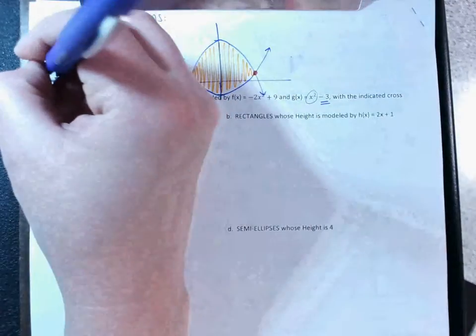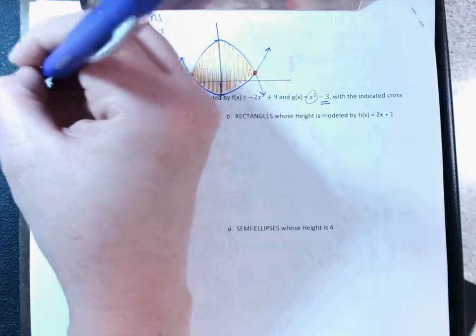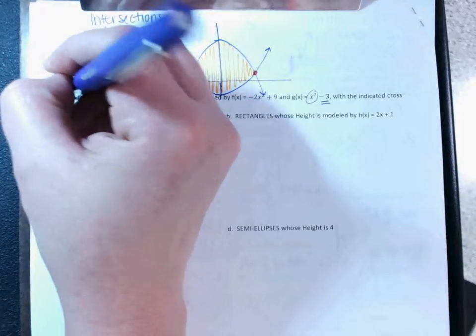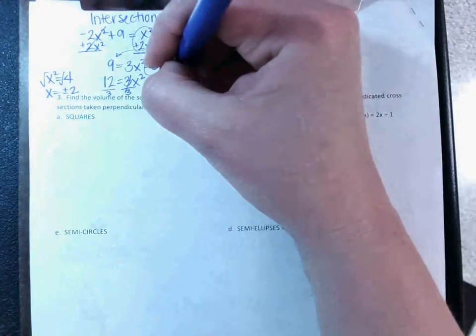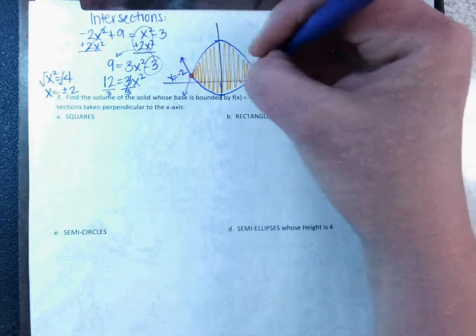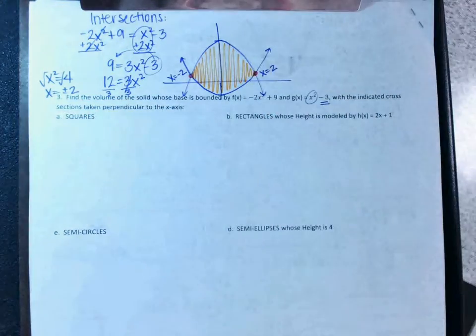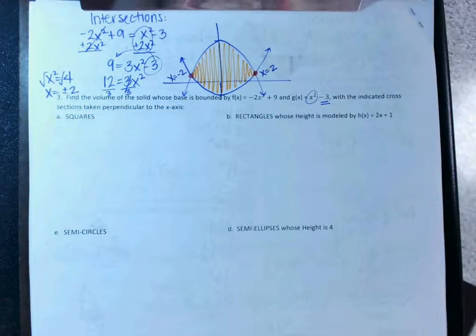And then if x squared equals 4, then I can square root. X has to be plus or minus 2. Which means that this left side over here is my negative 2. This right side over here is my positive 2. Okay, after I set up my region, all of that you should have already known how to do.